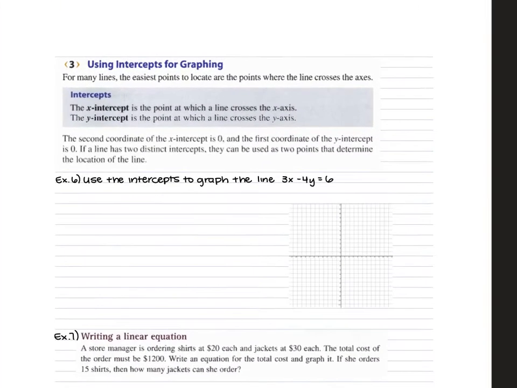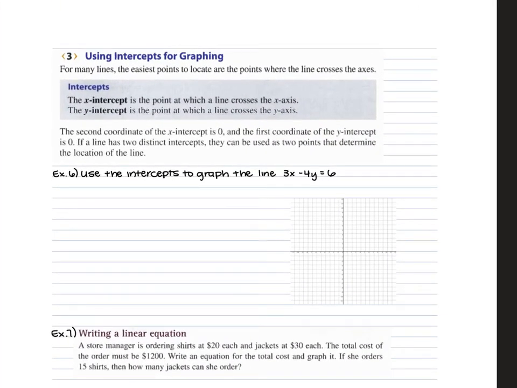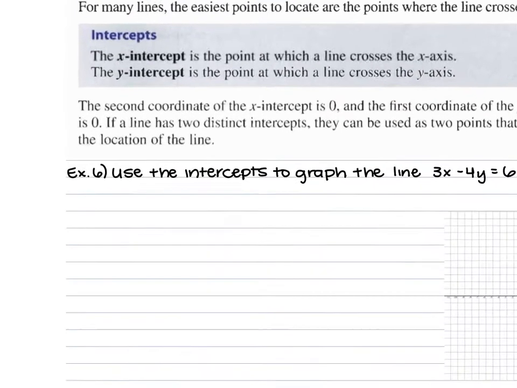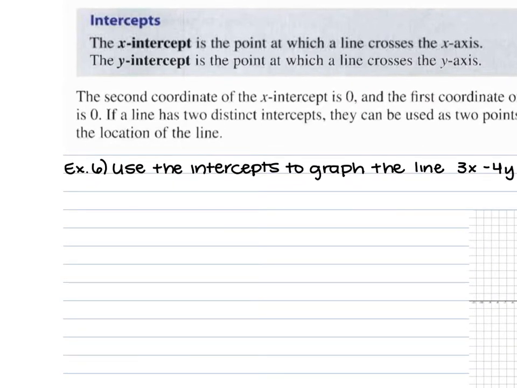The next part of our lesson uses intercepts in order to graph the line. So in order to find the x-intercept, you're going to plug in 0 for y and just solve for x. In order to find the y-intercept, you'll plug in 0 for x and solve for y. For example 6, we're using the intercepts to graph the line 3x minus 4y is equal to 6. So to find your x-intercept, we're going to plug in 0 for y.